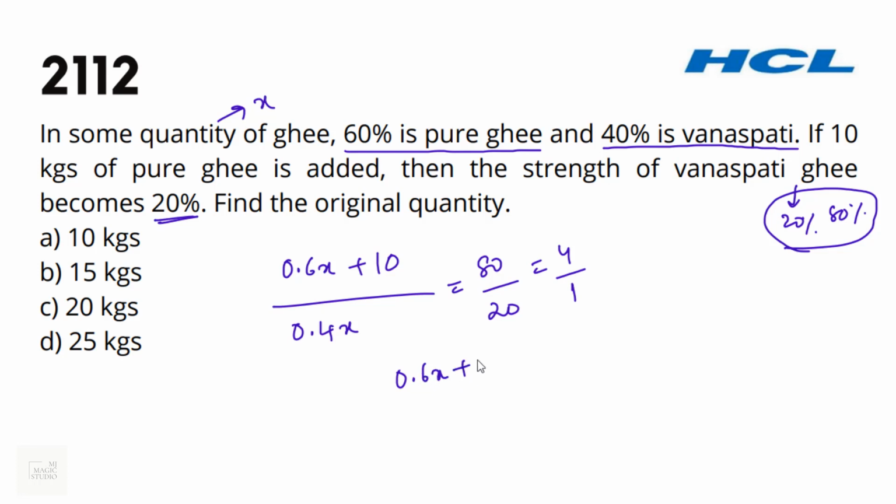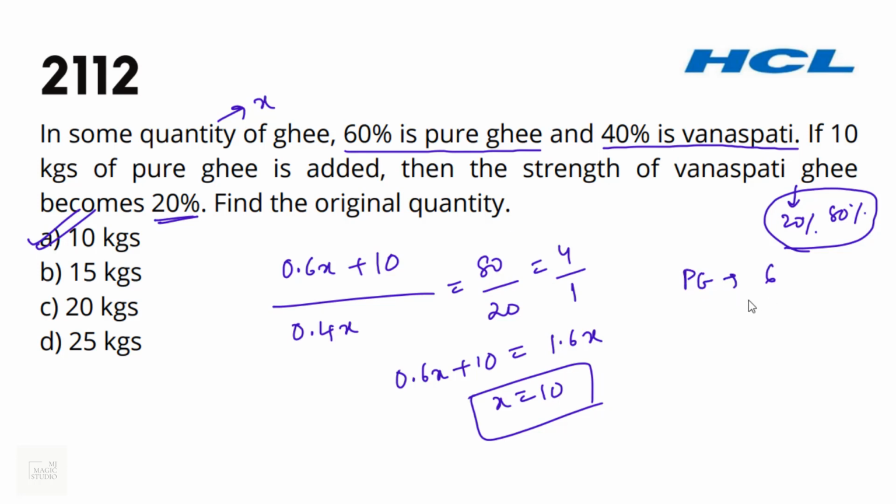So 0.6x plus 10 equals 1.6x. 1x is equal to 10. So the initial quantity was 10 kg. Find the original quantity. Original quantity should be 10 kg. We can also check this out. Pure ghee in 10 kg is 6 and vanaspati is 4. When it is increased, it becomes 16 and 4, and hence the ratio becomes 8 is to 2, that is 80% and 20%. Option A, 10 kgs is the answer.